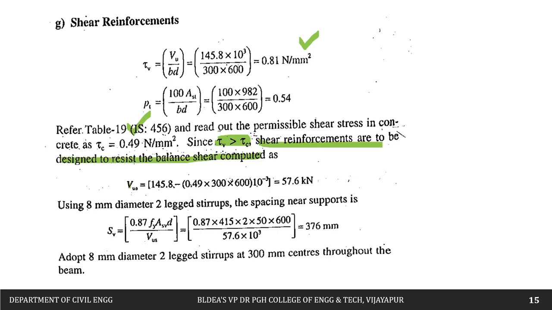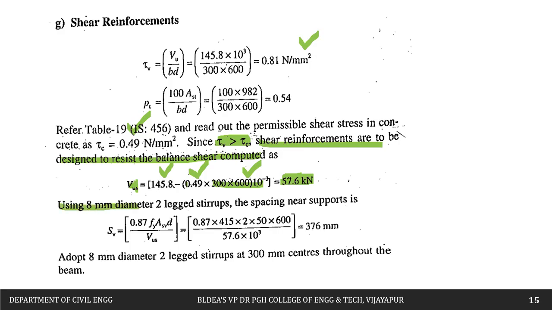Therefore VUS is equal to the total shear, 145.8, minus tau C into B into D. Tau C is 0.49, B is 300, D is 600. So the answer will be 57.6 kilo newtons.